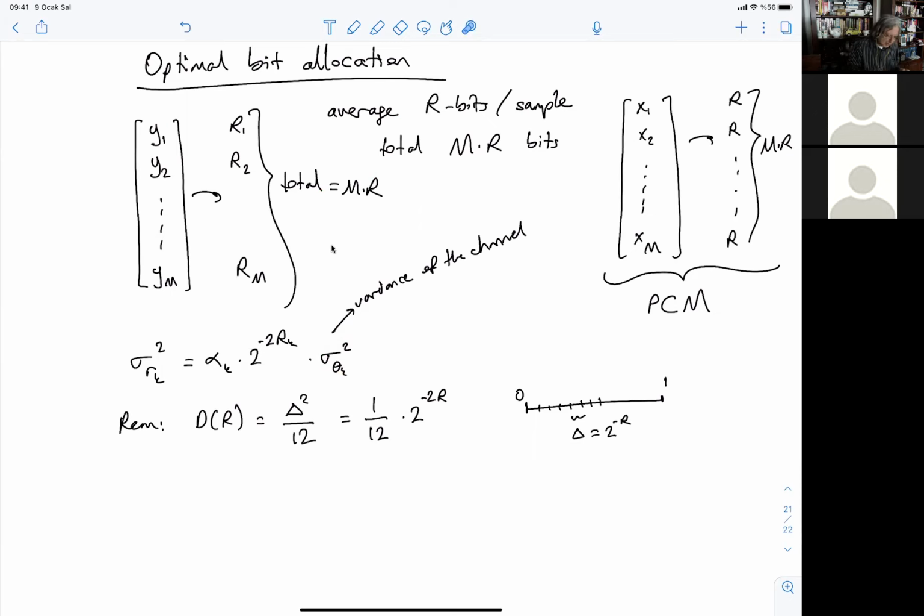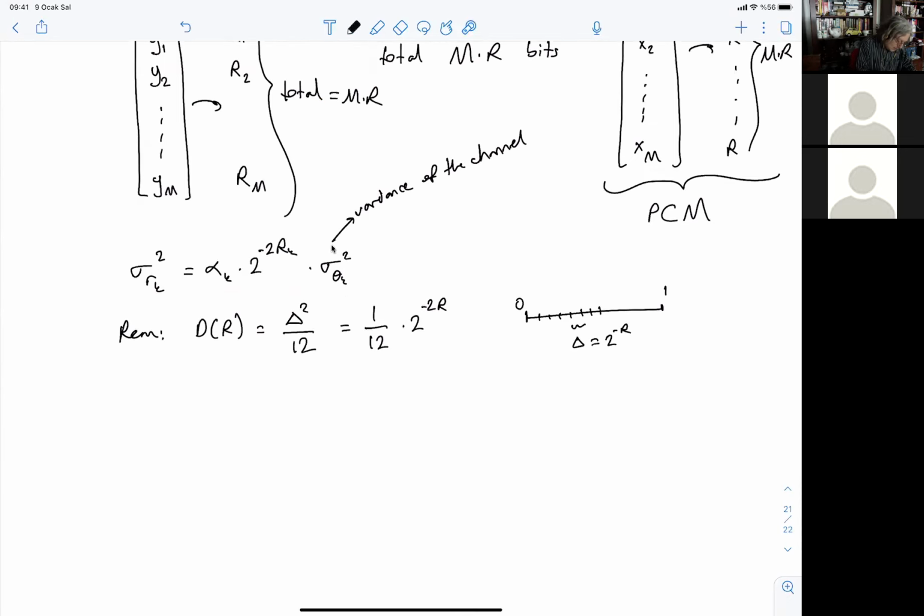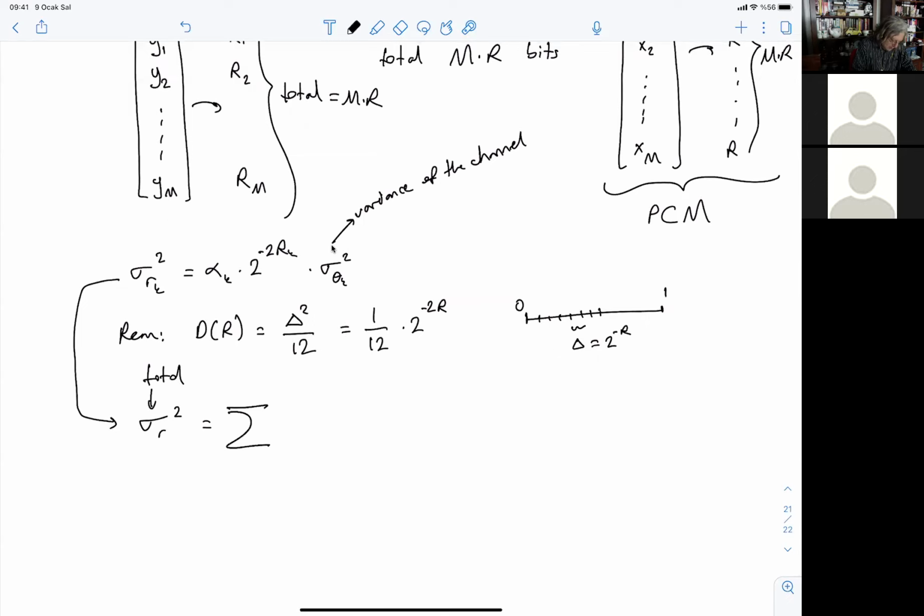I'm showing you this for you to understand that this is indeed the reasonable distortion expression for the channel. And since one of them is sigma RK square, the total error is equal to the summation from 1 to capital M for all branches, in other words, alpha k 2 to the minus 2 RK sigma theta k square.